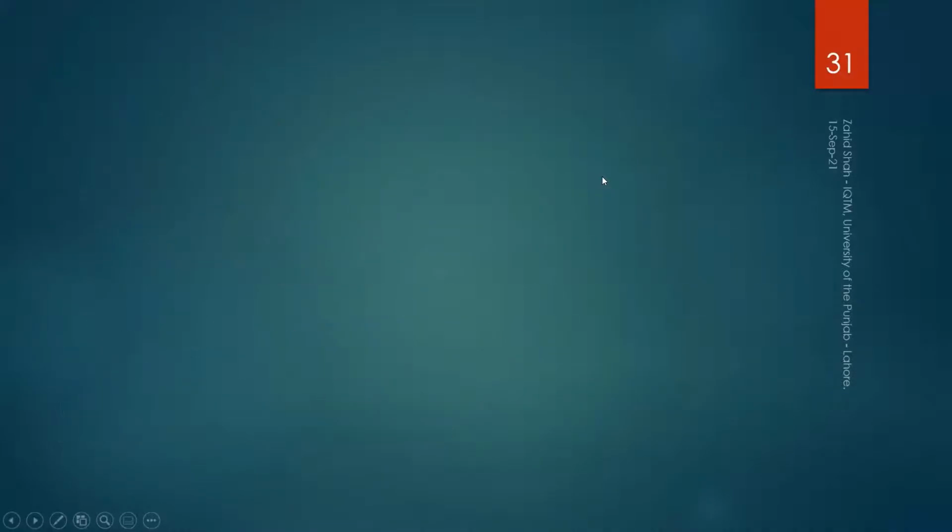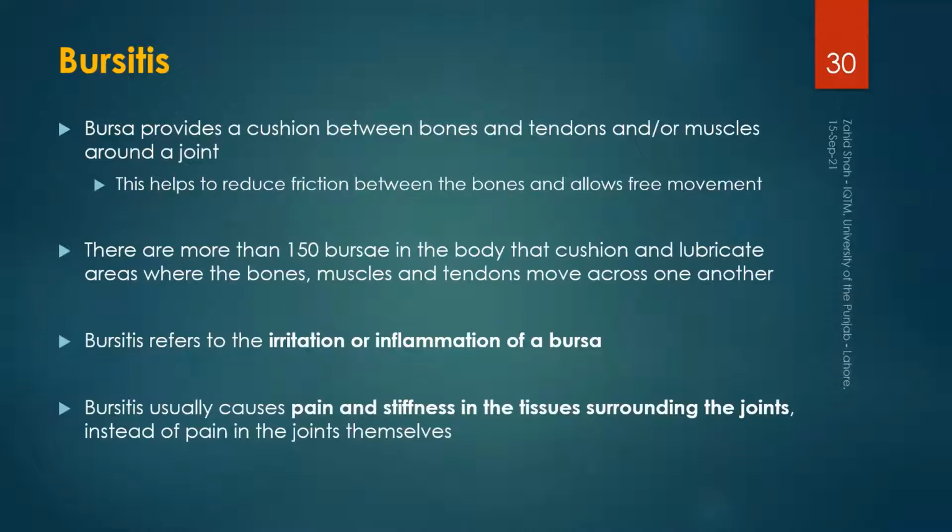One of the disorders that is not too common is bursitis, and it relates to bursa. What is a bursa? Bursa provides a cushion between bones and tendons and/or muscles around a joint. So you will find bursa around some joints in the body. In fact, there are about 150 bursa in the body. So the bursa helps to reduce friction between the bones and allows free movement.